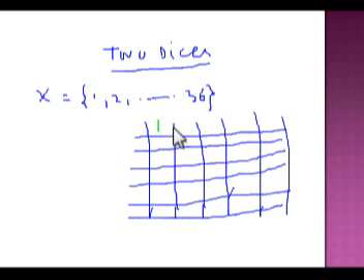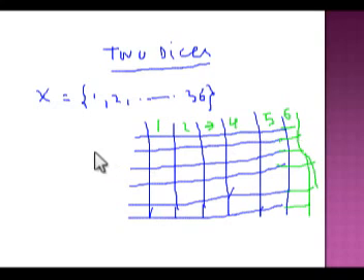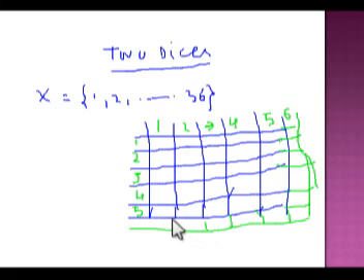This is 1, 2, 3, 4, 5, and sketching one more, this will be 6. And here 1, 2, 3, 4, 5, and one more, this will be 6. So there are 36 outcomes. All the grids are the outcomes, so there are 36 grids.